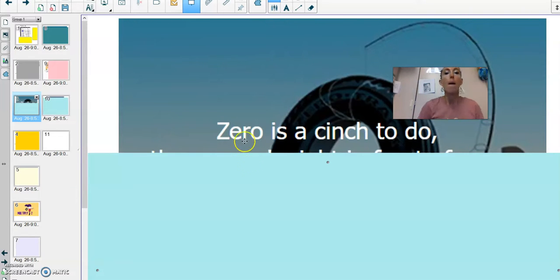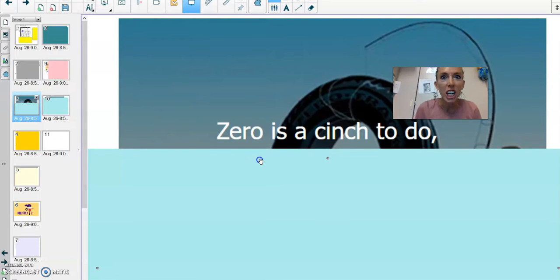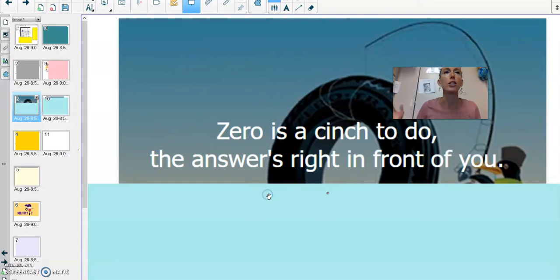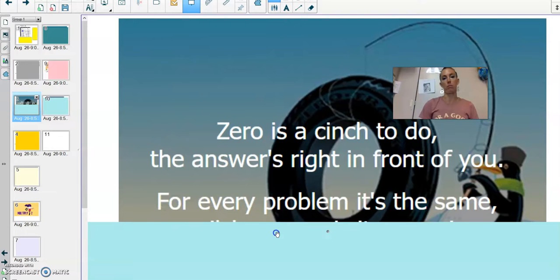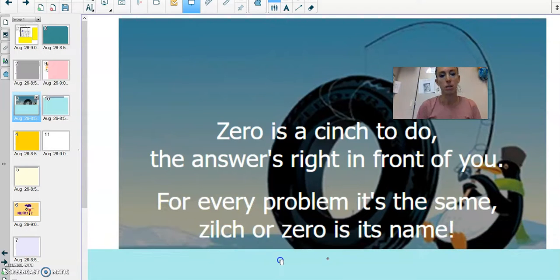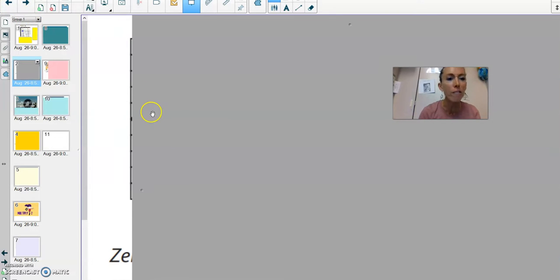And why is that? Because here's a little poem for you. 0 is a cinch to do. The answer is right in front of you. For every problem, it's the same. Zilch or 0 is its name. So what is that number? 0. 0 just eliminates everything.